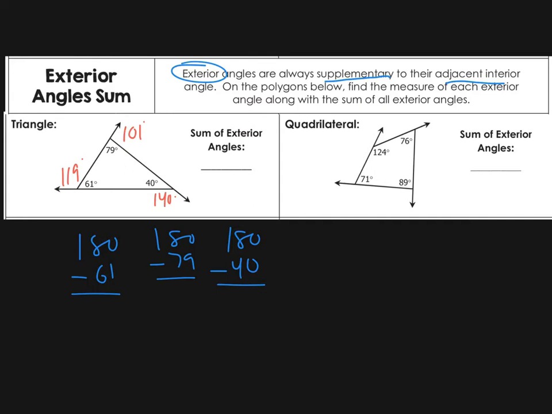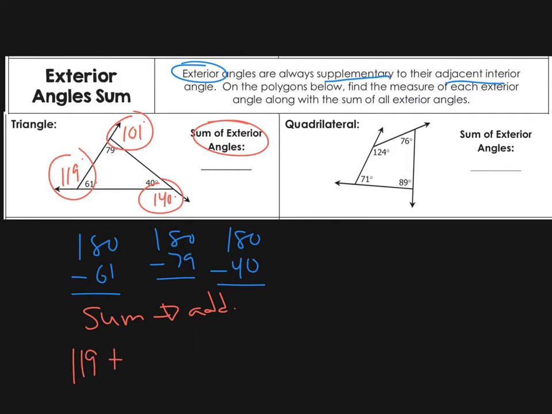Now, if we want to know the sum of the exterior angles, well, that just means that we're going to take these 3 numbers and we're going to add them, right? Sum implies addition. So 119 plus 101 plus 140, if you add that up, you should get 360 degrees. So the sum of the exterior angles of a triangle are 360.